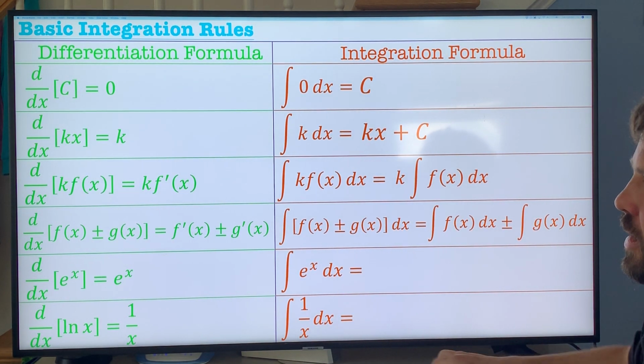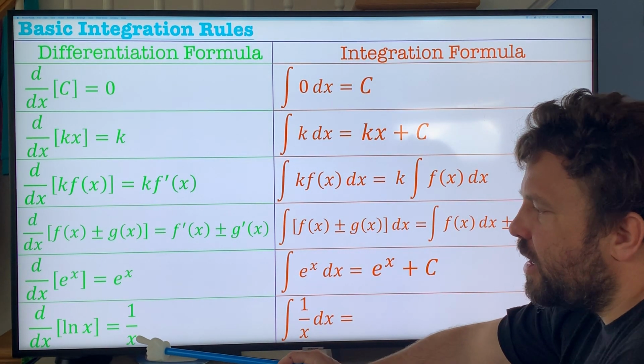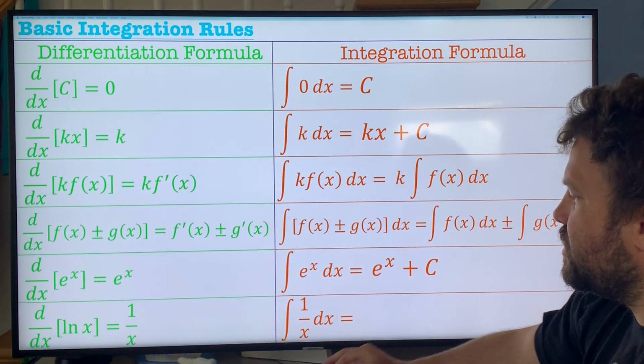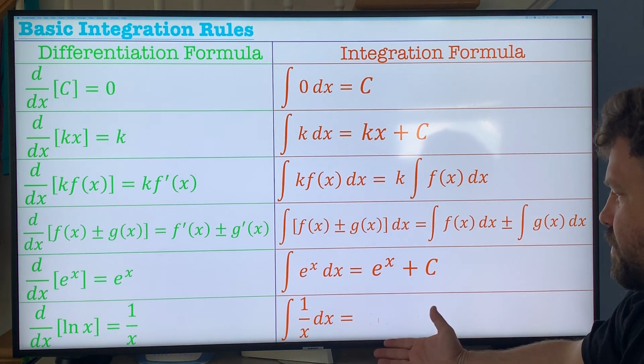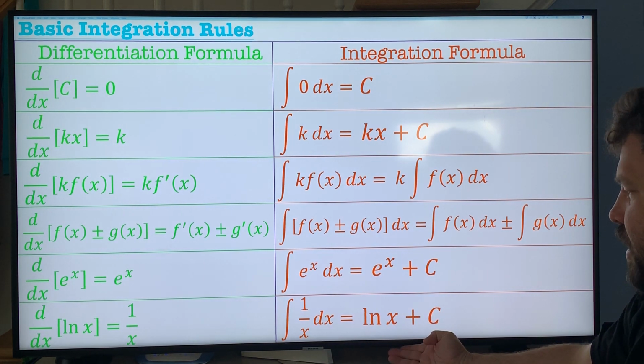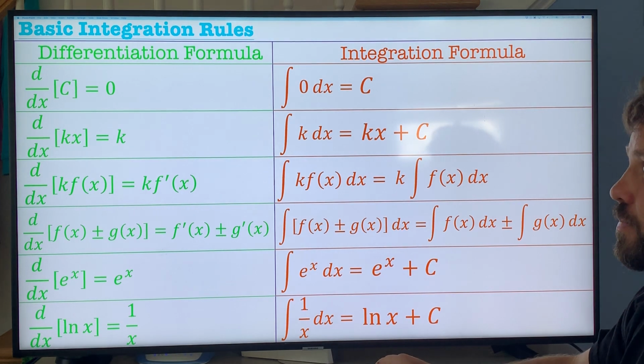All right. Derivative of e to the x is e to the x. What do you think the integral of e to the x is? Not e to the x. It is e to the x plus c. Don't forget your c's. The derivative of ln x, natural log x, is 1 over x. So what do you think the integral of 1 over x is? Ln x plus c. Just flip it, right?